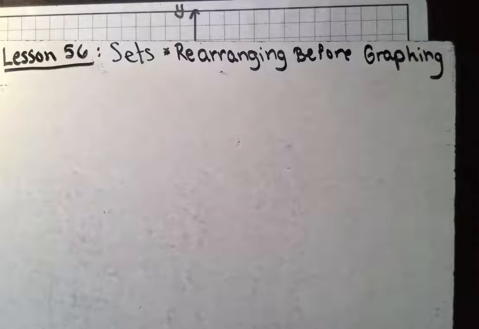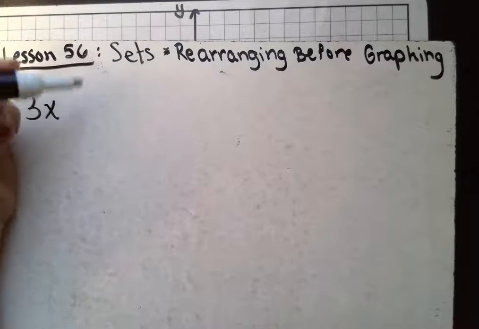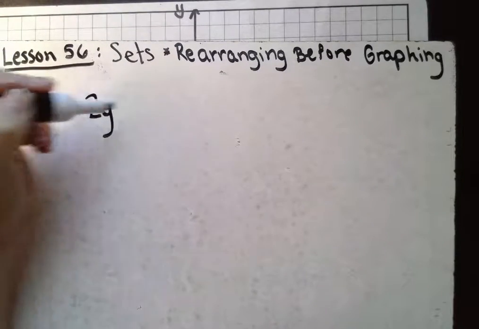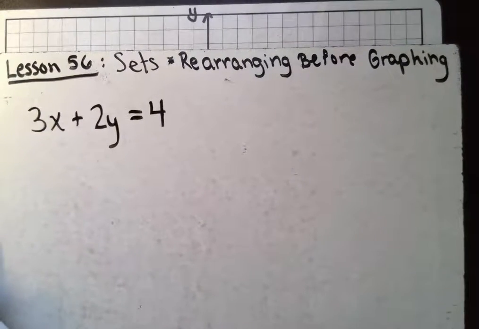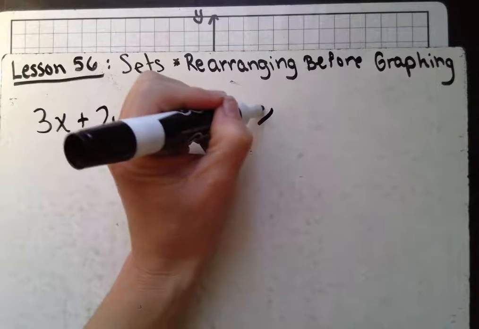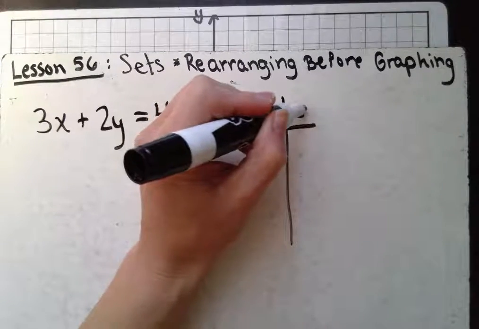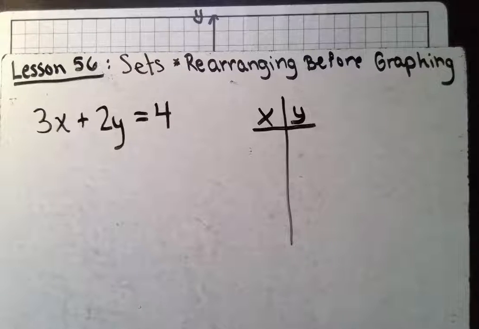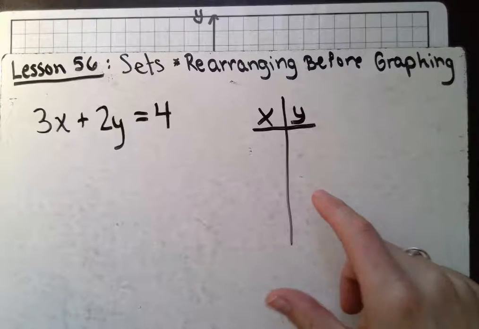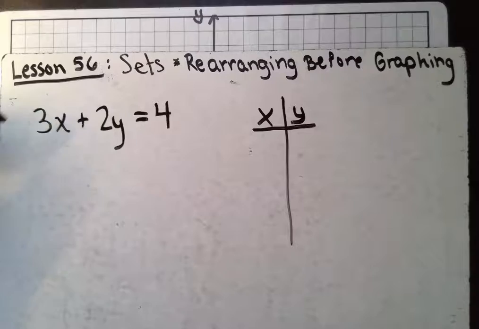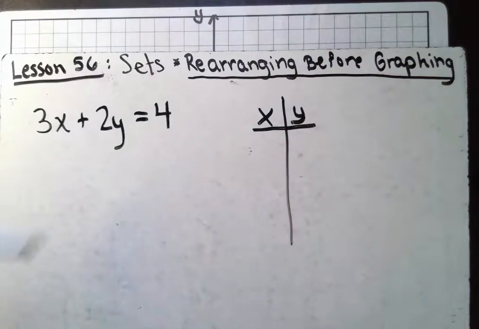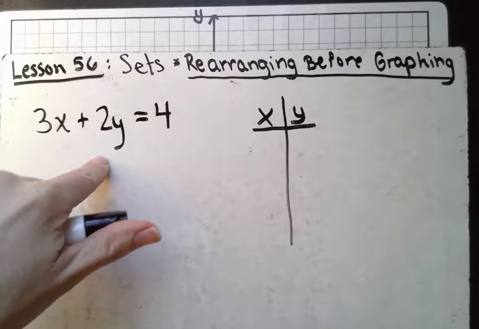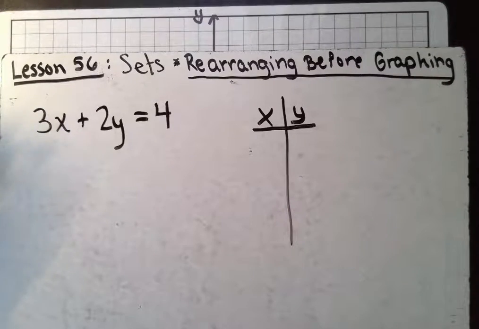So rearranging before graphing, if I have an equation like 3x plus 2y equals 4, and I want to graph it. The way that we've learned to graph things is by creating an x and y table of values where we choose different values that are convenient for x, and then we evaluate the value at y. But before we do that, the first thing we need to do is rearrange. We need to rearrange this equation by solving for y, by isolating the y variable.